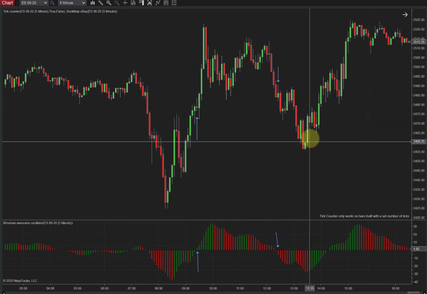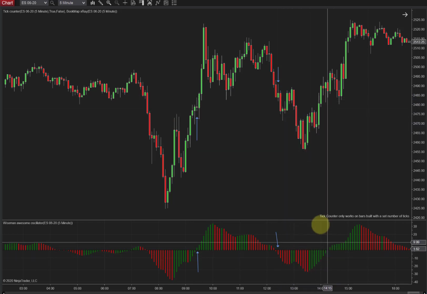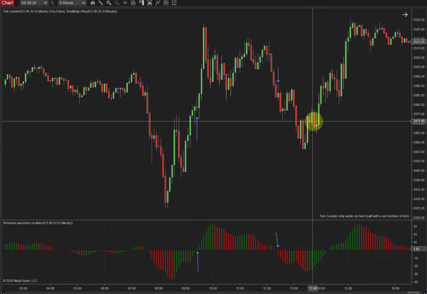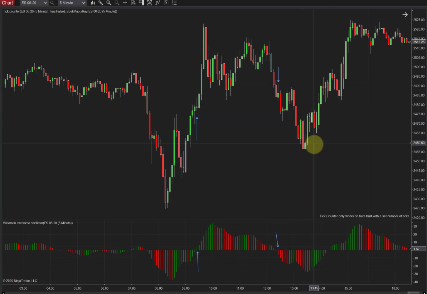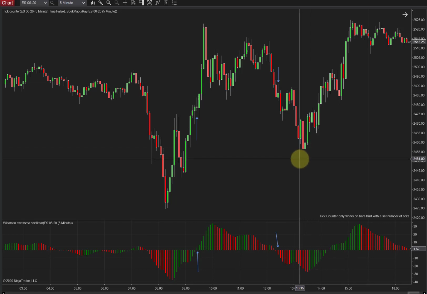It would have worked out decently well. Again, depending on how far you follow the oscillator and where your targets are and where you get out, of course. Otherwise, it could have come all the way back up and taken you out. So that's pretty much the only two entries on a 5-minute chart for April 2nd on the zero line cross, okay? But we don't have just the zero line cross.